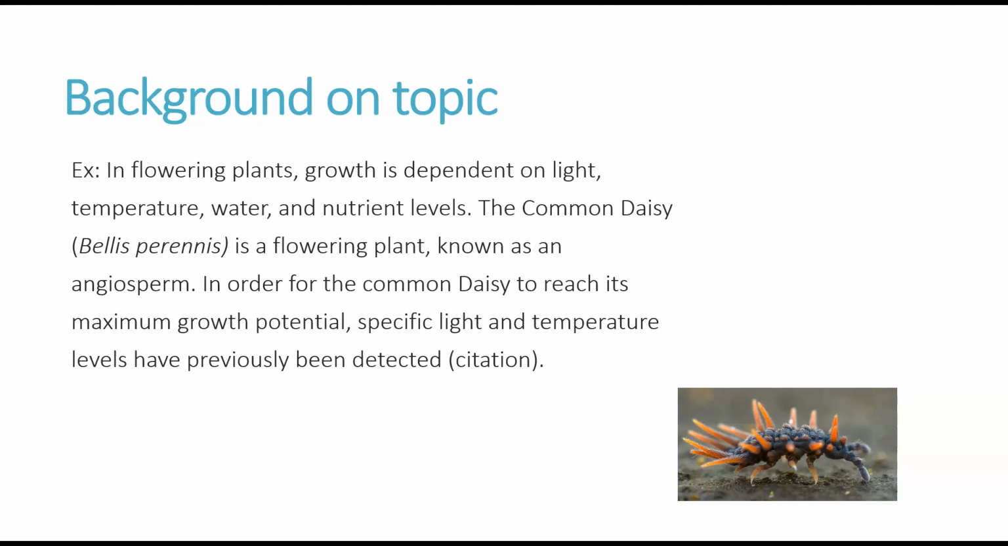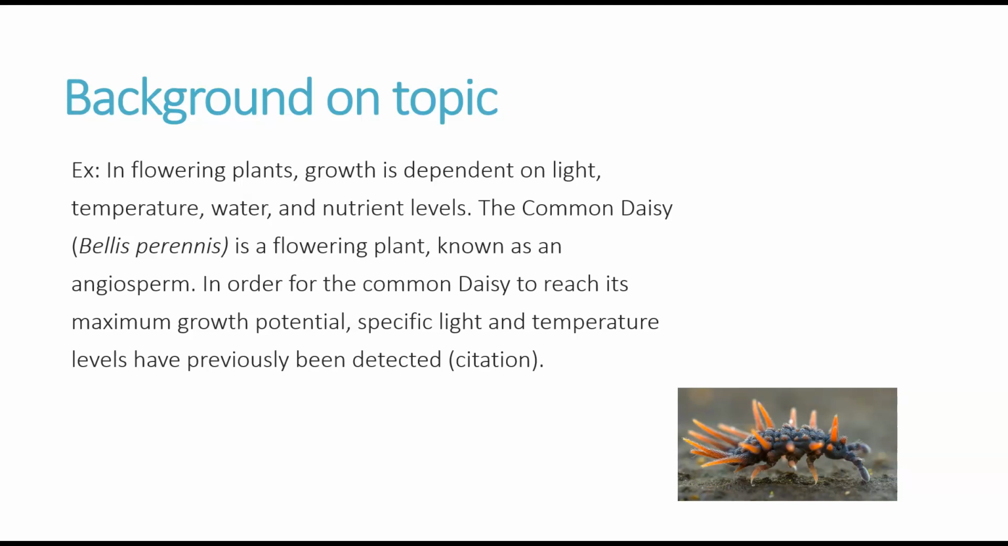When we talk about introductions, we talk about starting wide and getting narrow, meaning starting with the most general background first and getting more and more specific as you go along. So, for example, flowering plants' growth is dependent on light, temperature, water, and nutrient levels. So we're talking about flowering plants in general. Then we're talking about our daisy. We're getting more specific.